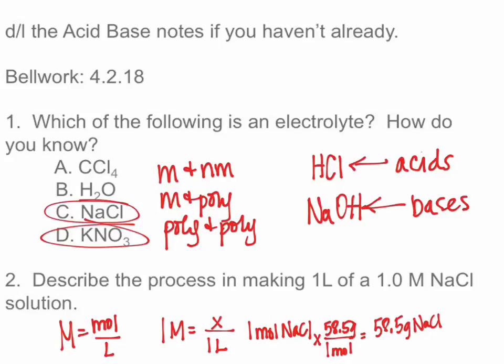What's my next step? You use the volumetric flask. What size of volumetric flask are we going to use? A liter. So we use a liter volumetric flask. We take our 58.5 grams, we dump that into our volumetric flask. Now what? Stir it? We're just going to stir solid? Heat it up? No. What do we need to add? Water. We're going to add water.